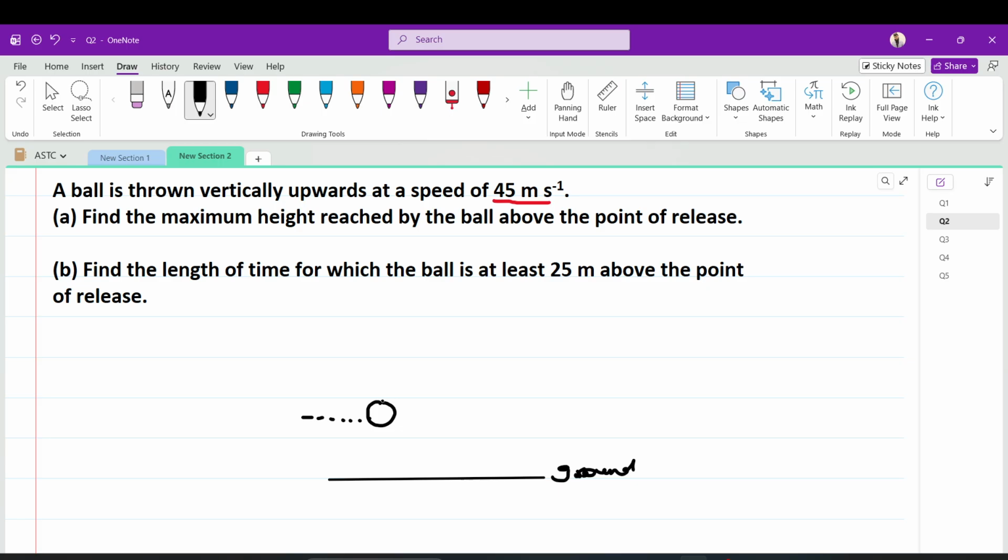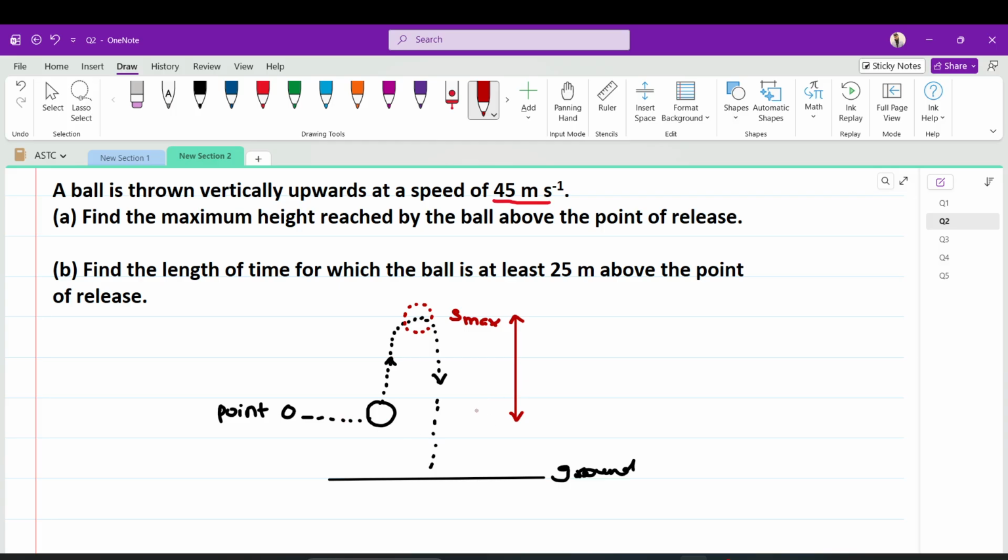Now when the ball is thrown upwards, the ball is going to go up all the way, reach the maximum height, and then it's going to come down. So this is point O. The ball goes up and then it comes back down at this particular point. Let's say that this is where the ball reaches its maximum height, so this is S max, and S max will be the displacement from the point of projection, from point O.